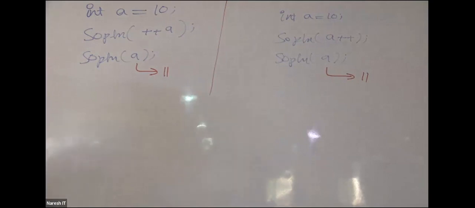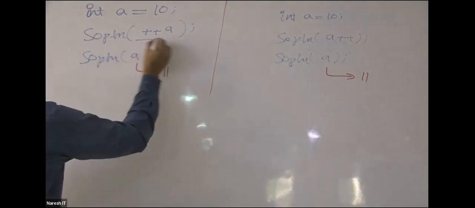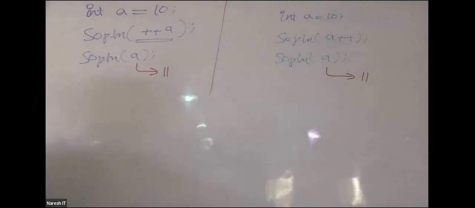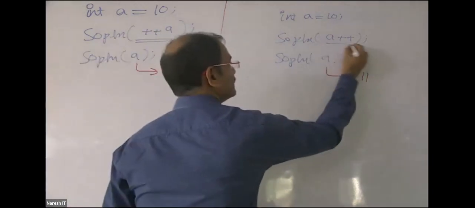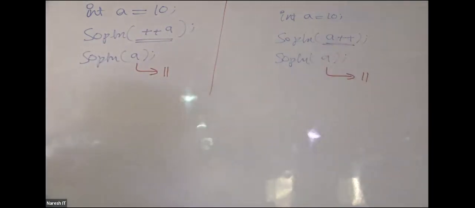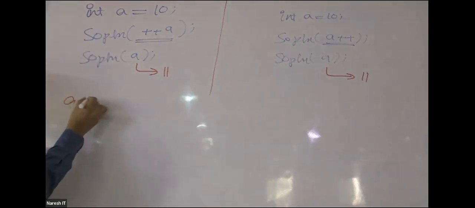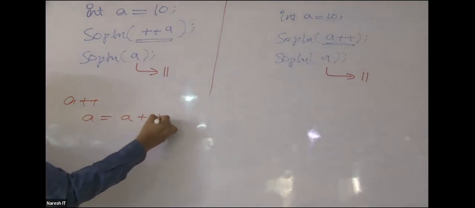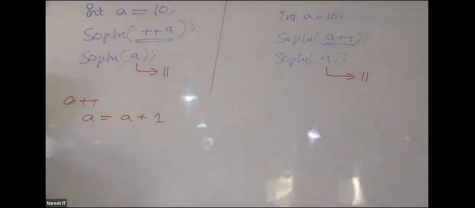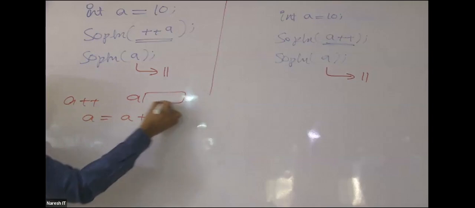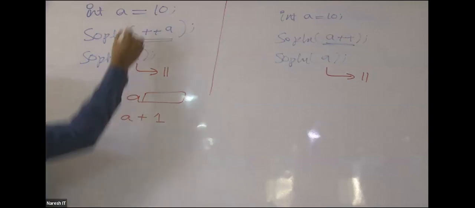Then where is the difference? In the same execution line is the difference. Here ++a is different. Here a++ is different. Okay. Observe. First point you need to understand. What is the meaning of a++ or ++a? The meaning is a equal to a plus 1.